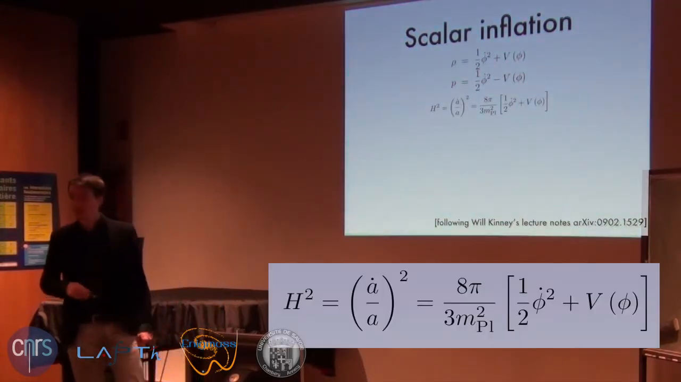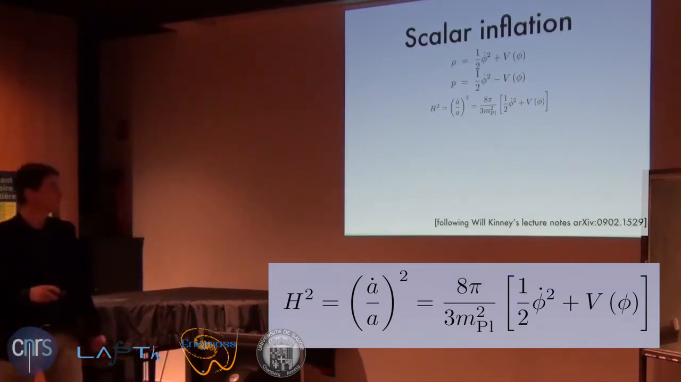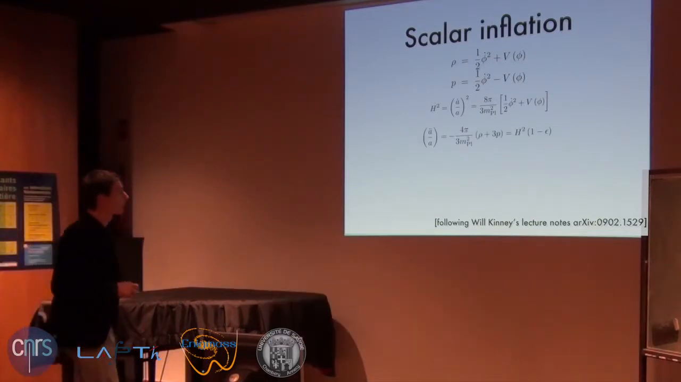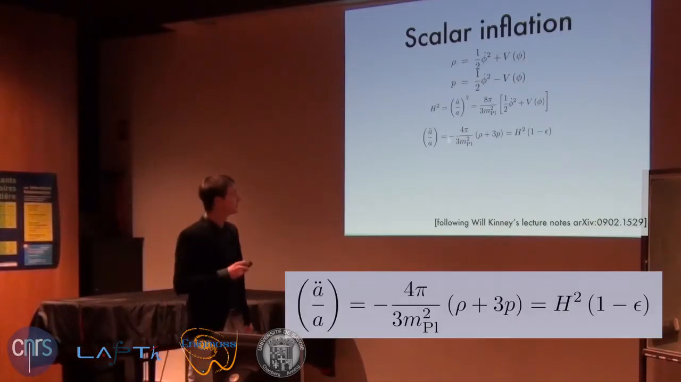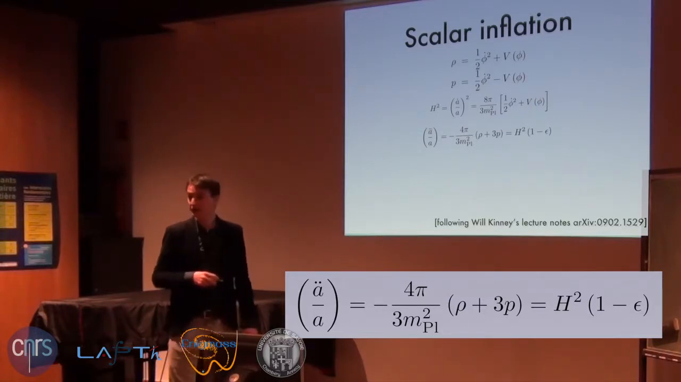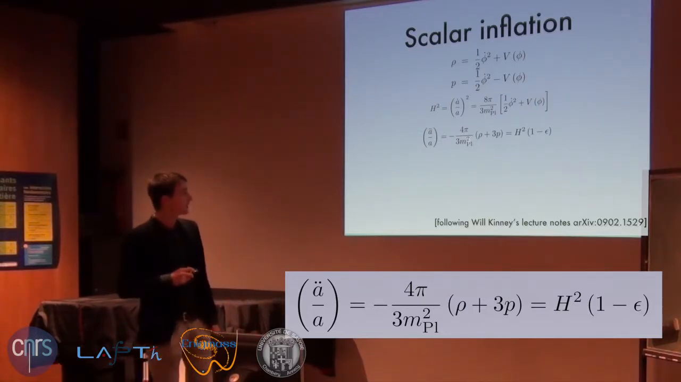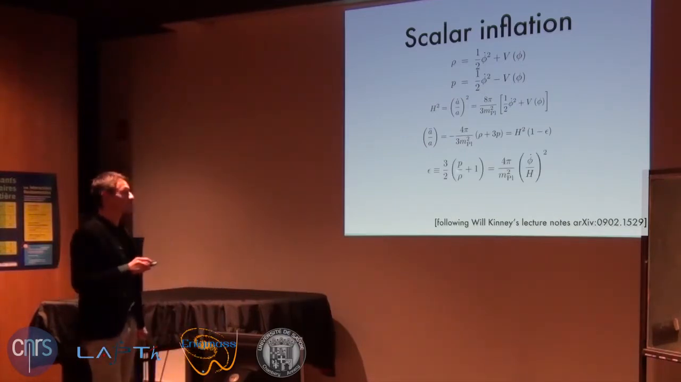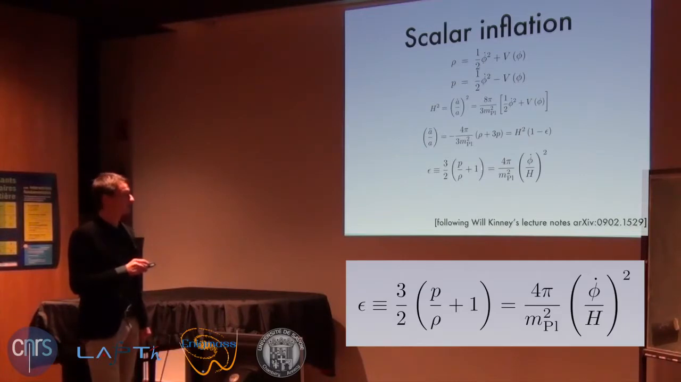The expansion rate in this simple universe with only one scalar field is given by the energy density in the scalar field, the kinetic term plus the potential. However, the acceleration of the expansion, or the deceleration, depending on the sign, is given by the energy density and the pressure of the field. So that is H squared times 1 minus epsilon, where epsilon is the ratio of pressure to density. So it depends on the equation of state plus 1, which is, in this case, phi dot squared over H squared.